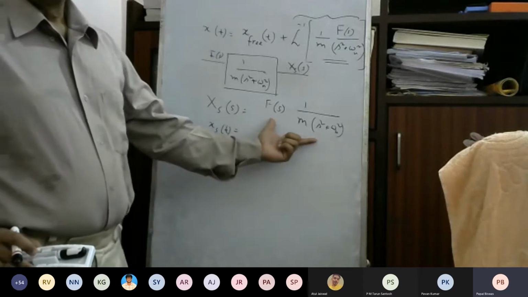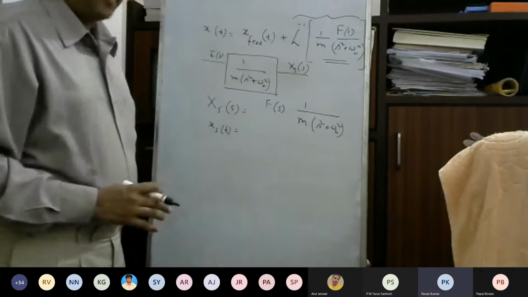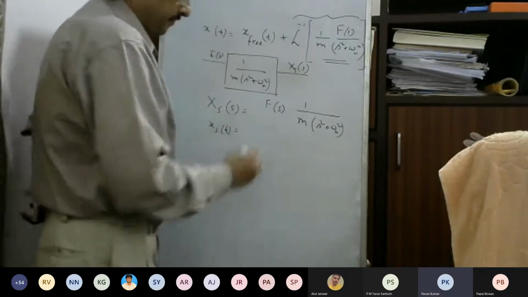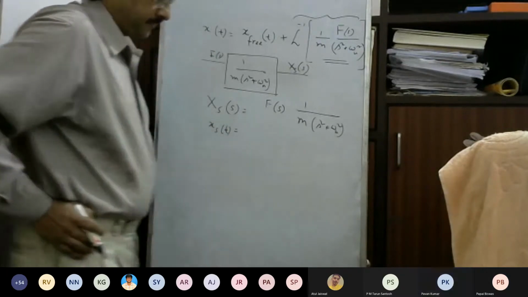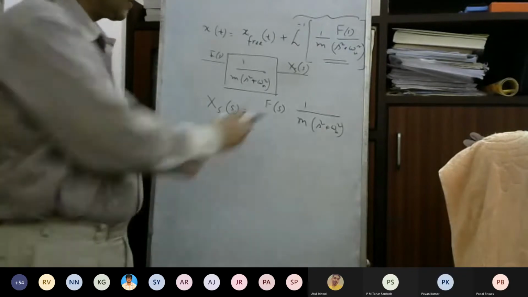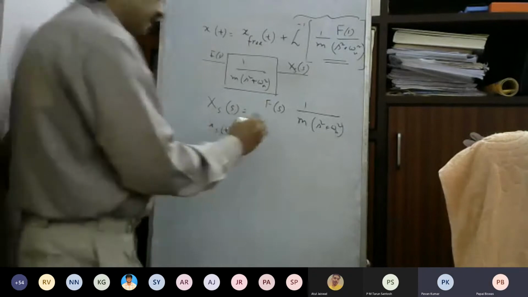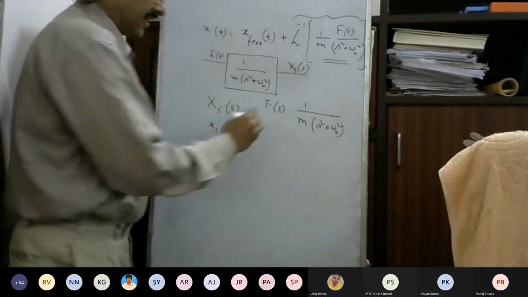It is 1 by omega n square sin omega n t. And what is the contribution of this? Convolution always comes into picture. Okay, so there is a convolution integral.